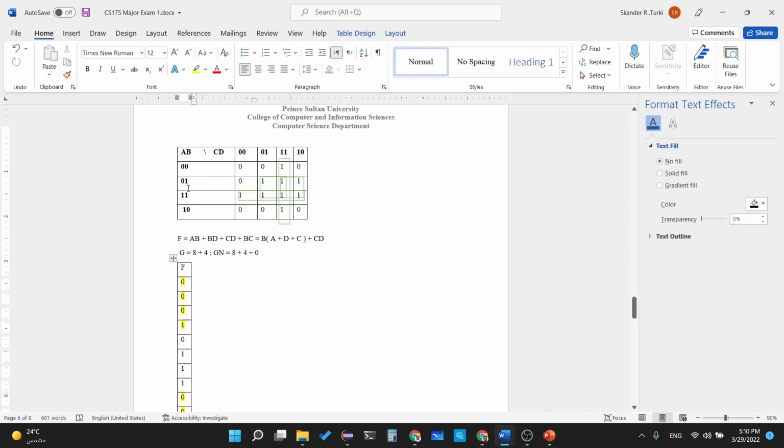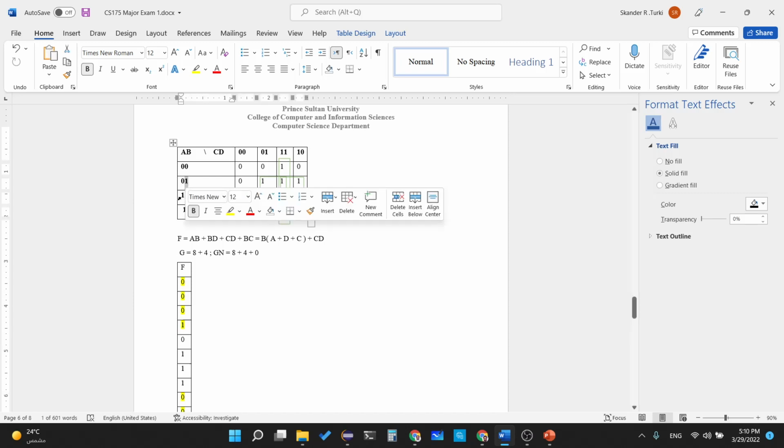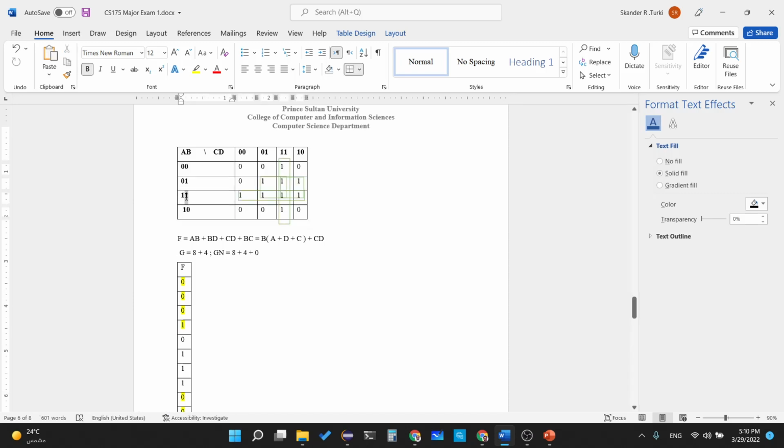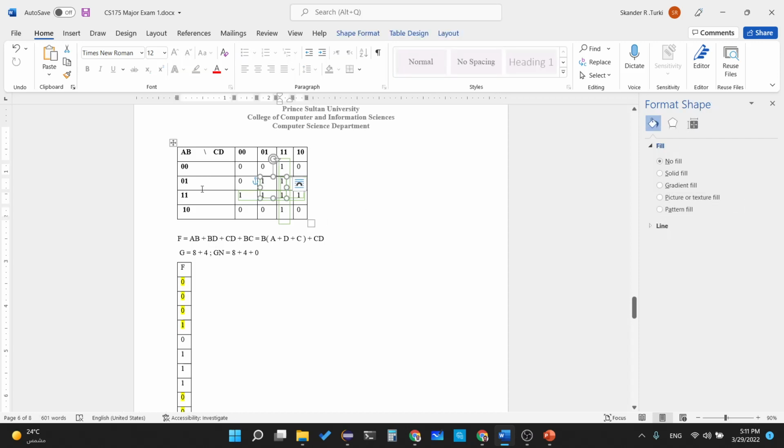Because here, on these two columns, two rows, B doesn't change. B is 1 here and also 1 here. And for the two columns, D doesn't change. So you have to take B and D. You look for the variables that do not change and you put them. In this group you have 2 rows and 2 columns. So for the rows, you take only the variables that do not change. If it's 1, you take B. If it's 0, you take B bar. So here it's 1, and you take B. Okay.